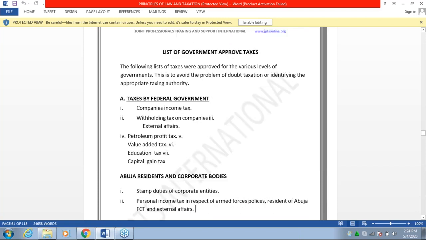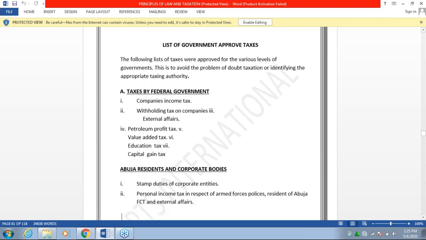Then the list of government-approved taxes in Nigeria. The following list of taxes were approved for the various levels of government, that is the tiers of government, be it the federal, the state, and the local. This is to avoid the problems of double taxation and to identify the appropriate taxing authority.